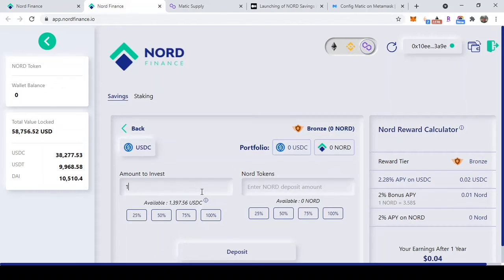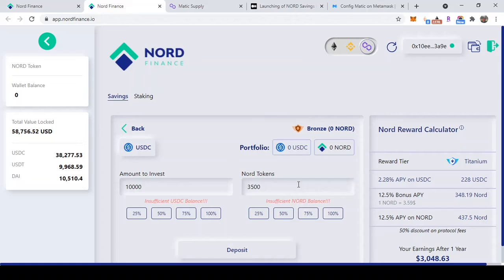I'm going to show you an example of a 10,000 USDC and 3,500 Nord token deposit. The 3,500 Nord deposit is going to get you to the Titanium level. This gives you 228 USDC of interest earnings after 1 year on your 10,000 USDC deposit. Note, however, that the base APY shown here is dynamic and will fluctuate depending on market conditions, but will not vary based on the reward tier level.